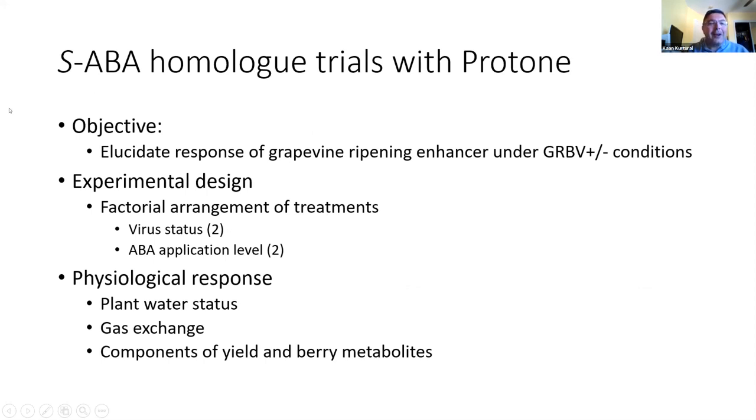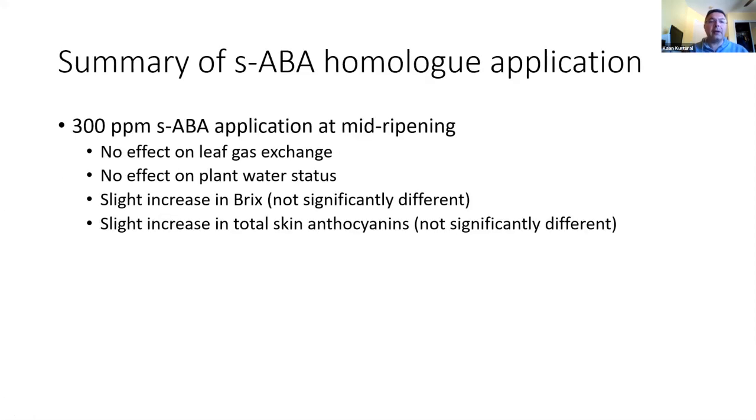It's gone away. We want to illustrate the response of a ripening enhancer under these conditions. Again, same setup: virus status plus or minus, application of 300 parts per million of ABA versus 0 parts per million ABA. We had no effect on our leaf gas exchange, no effect on our plant water status. We had a very slight increase in our Brix, not significantly different. A slight increase in our total skin anthocyanins, not significantly different with our abscisic acid application.